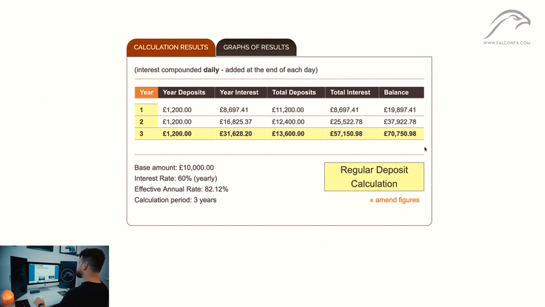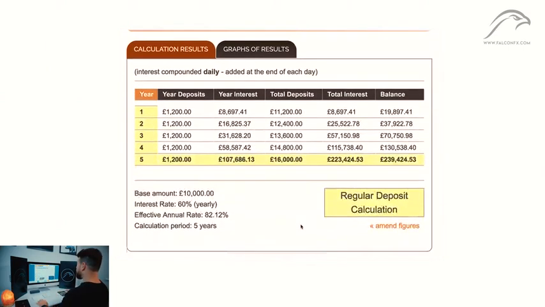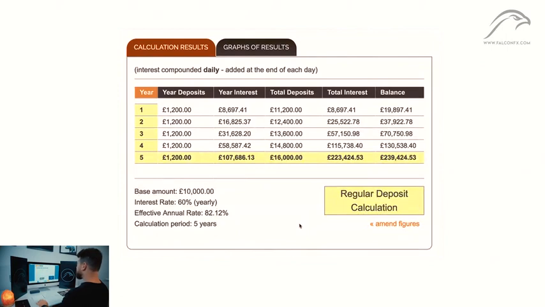What I want to do now is take a look at this on a 5-year period, just to show you a few things, doing exactly the same thing. So now let's take a look at 5 years. We change the 3 to 5, and we calculate. Now look at the difference. This is where it changes. So after the 3rd year, we're looking at 70.